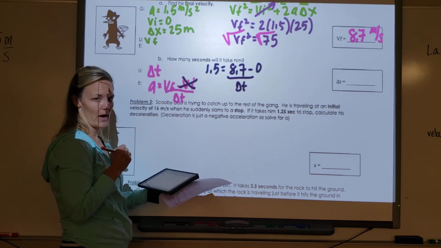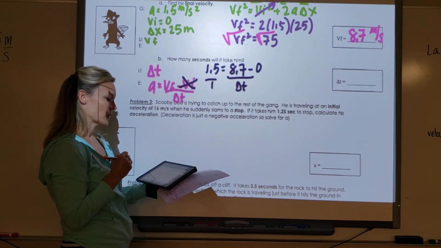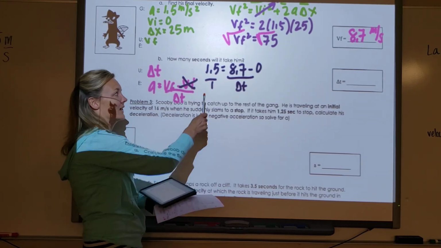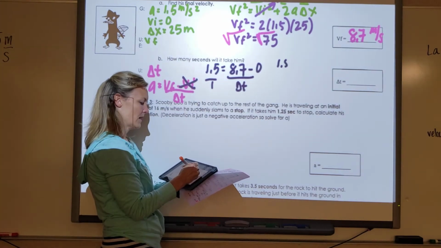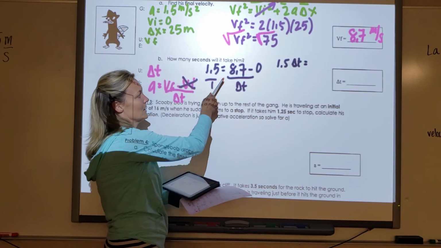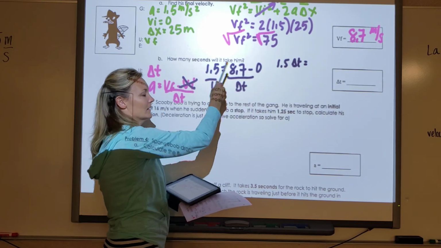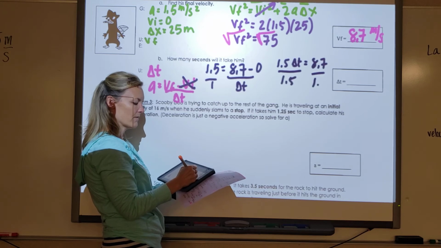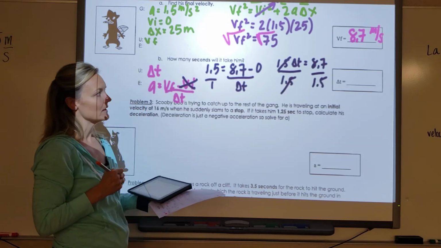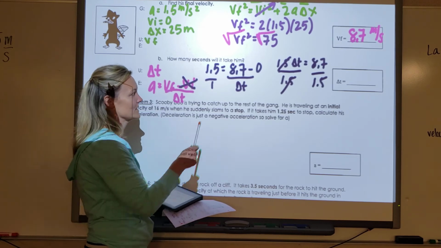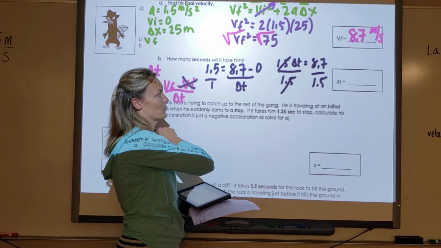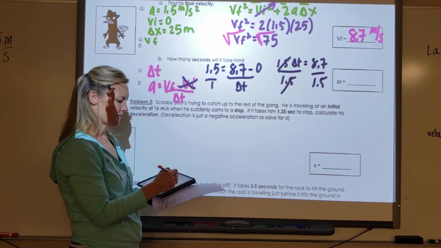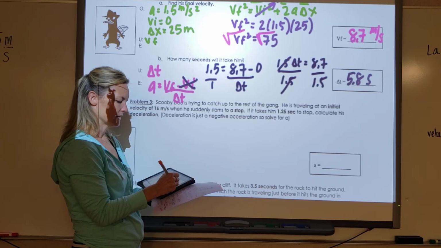Unfortunately, that t is on the bottom, which means I have to do a quick cross multiplication and then divide in order to get t off the bottom. I take 1.5 times t and set it equal to 8.7. I then have to divide by the 1.5 to cancel it out and get t alone, so I take 8.7 divided by 1.5. That gives me a final answer of 5.8 seconds.